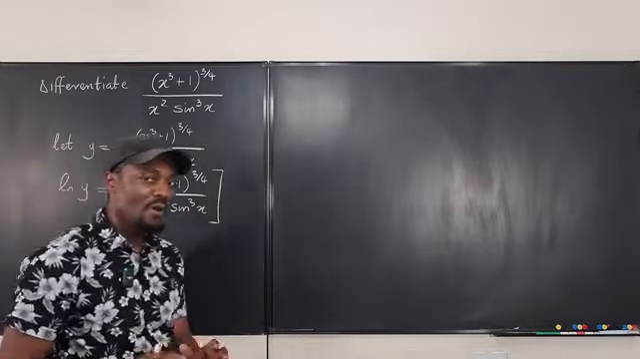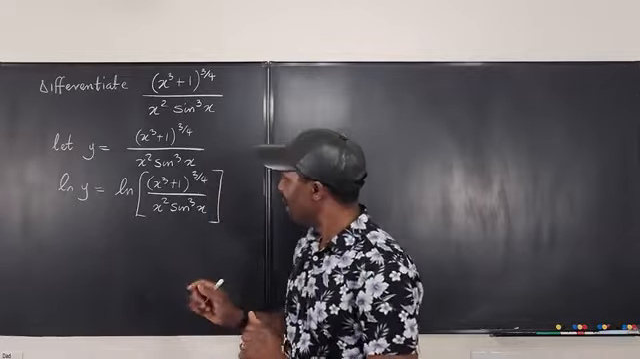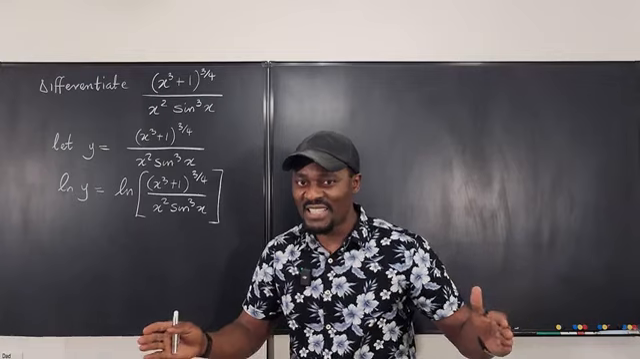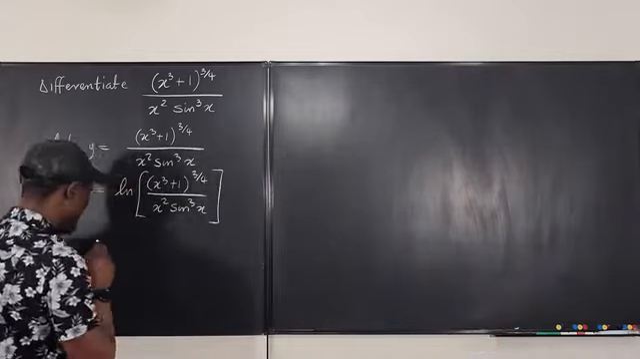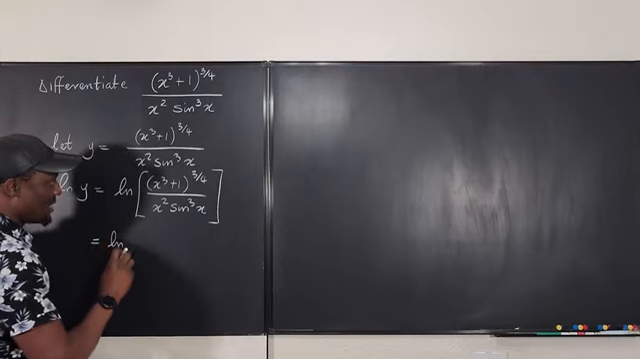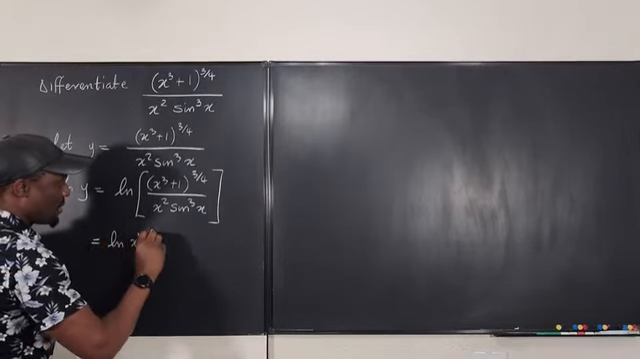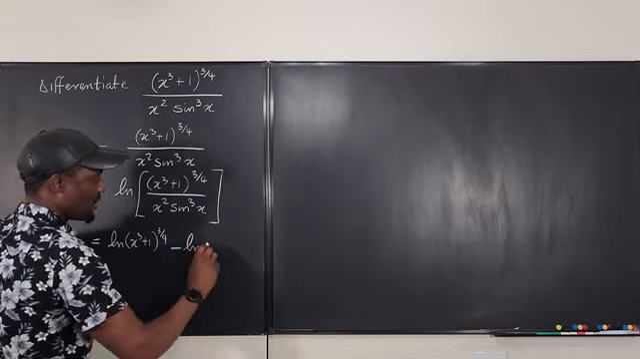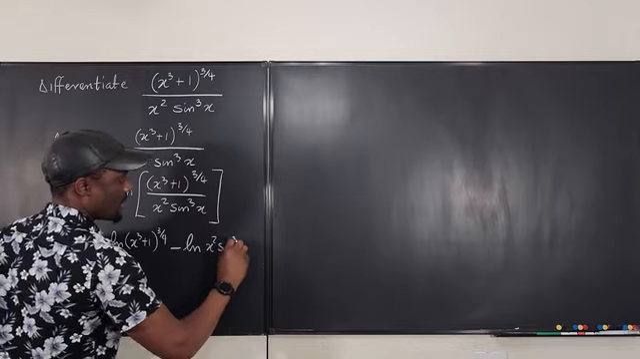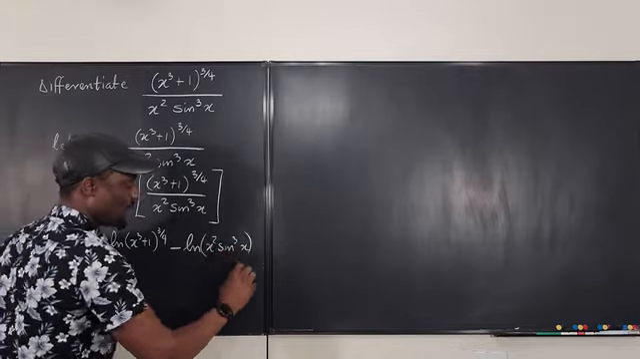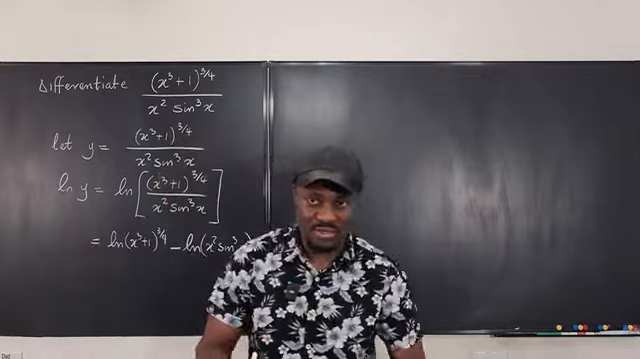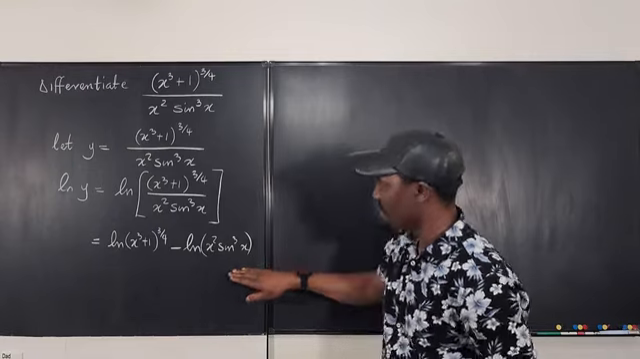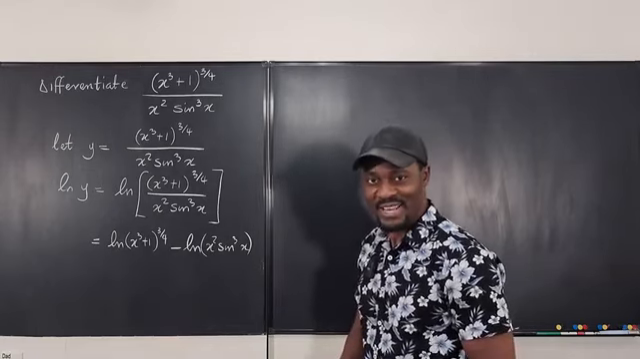Okay, but we know that when you have the natural log of a rational expression, you can write it as a difference. So I can say the right hand side could actually be written as the natural log of (x cubed plus 1) raised to 3/4 minus the natural log of x squared sine cubed x. This you learned from pre-calculus or from algebra 2. You see, I have rewritten this expression this way. Right? Beginning to look easier.